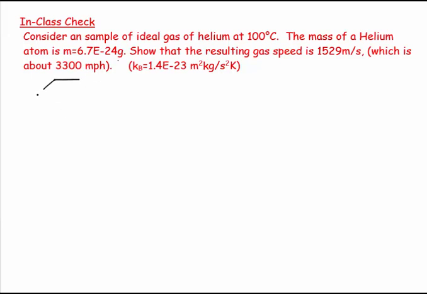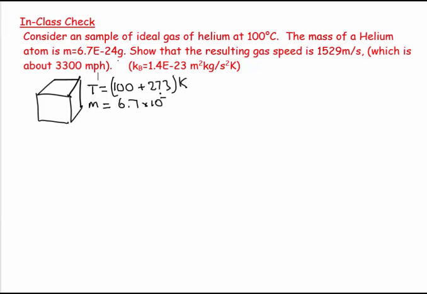So let's visualize first of all. We have a little volume, and inside this volume, what do we know about it? Well, we know that its temperature is equal to 100 degrees C plus 273 Kelvin. And then we know the mass of the particles is 6.7 times 10 to the minus 24 grams, which means 10 to the minus 27 kilograms. And we know Boltzmann's constant, and we've got to find the rest out.